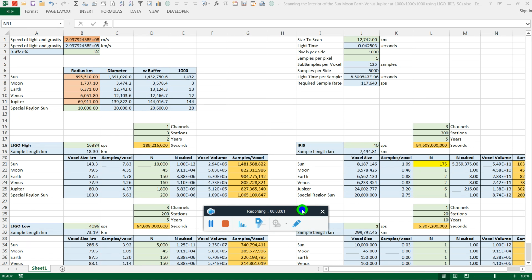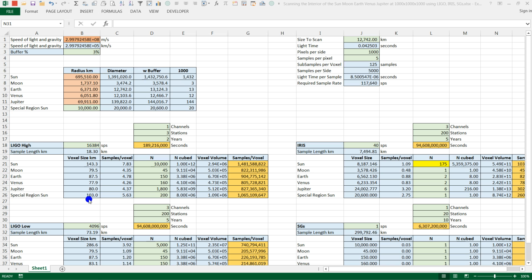Hi, this is a rough estimate of how precisely you could scan the interior of the Sun, Moon, Earth, Venus, Jupiter, and a special region if you needed it.